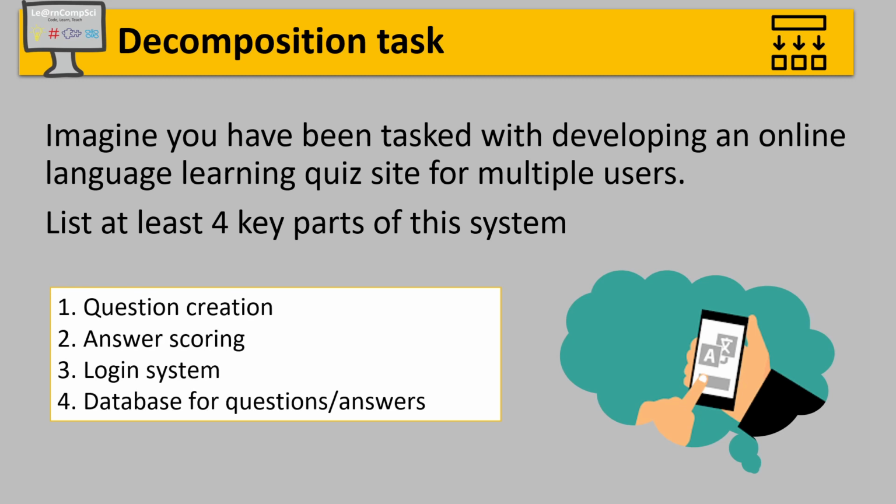Okay, these were my four main parts. As I say, it's a big system. There's probably a lot more parts to it. But if we think about it, the key parts are getting the questions, looking to see if answers are correct. If it's a multi-user system, we're going to need a login system. And then we're going to need a database and some way of storing all of the data for the questions, the answers, and the scores themselves and the information about the users. So they're four of the key parts to this system.